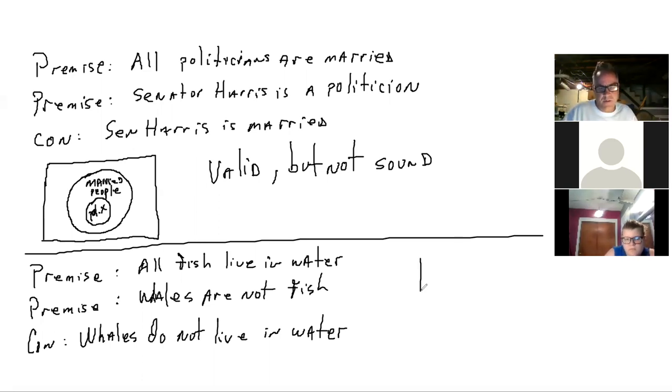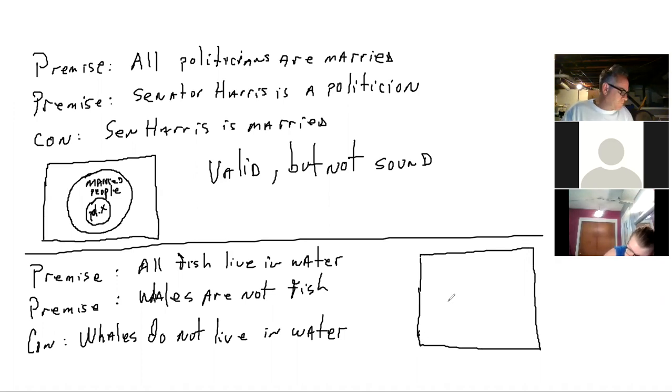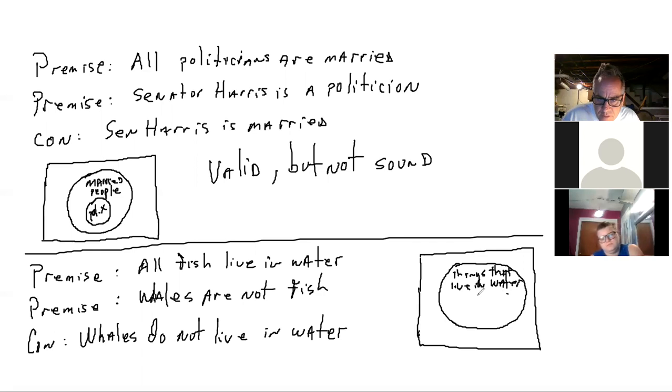So let's draw a Venn diagram here. I have a circle here, and inside this set are things that live in water. And one thing that lives in water are fish.